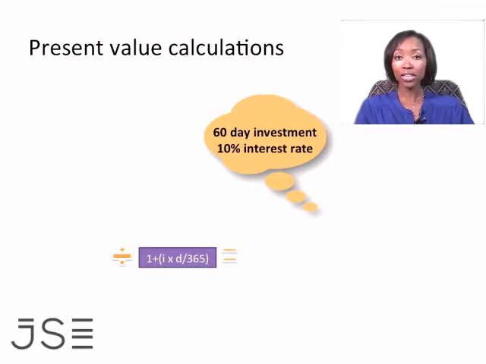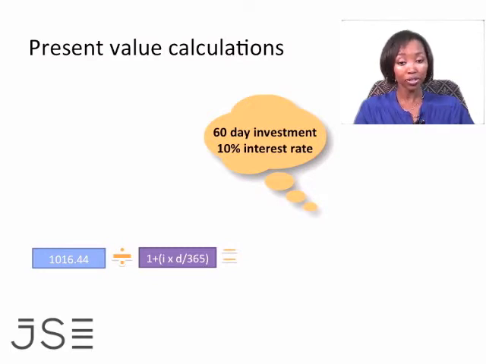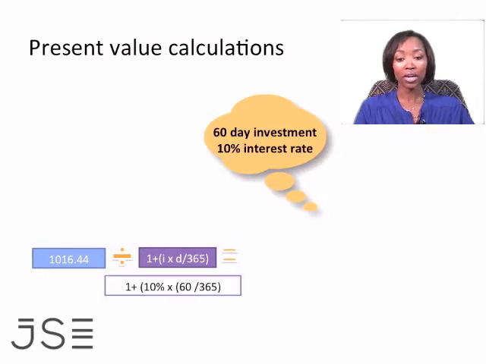So if you take the example again of the 60-day investment at 10%, we calculated the future value to be 1,016.44 cents. Then what you would do is divide by 1 plus your interest amount times your days over 365, and that would take you to 1,000.